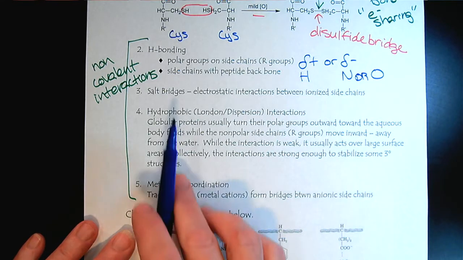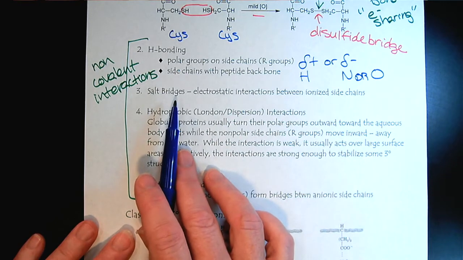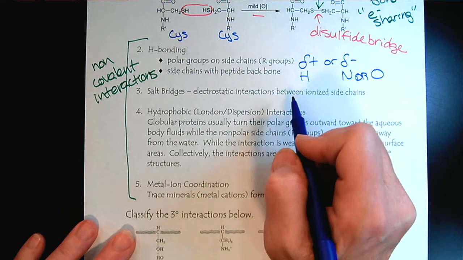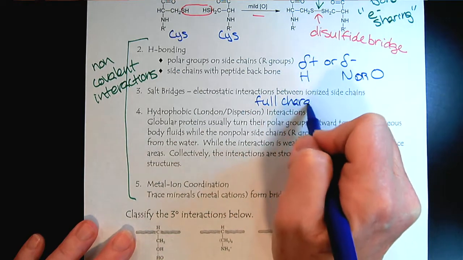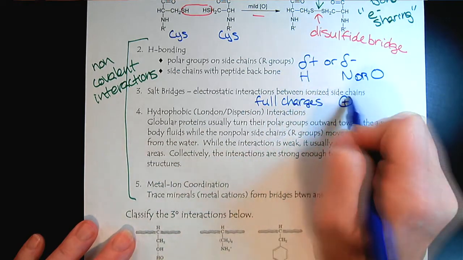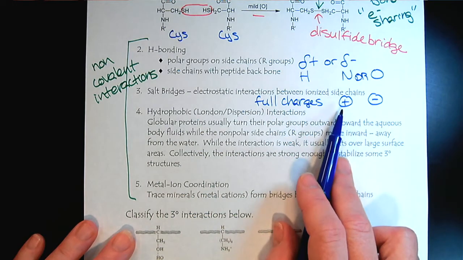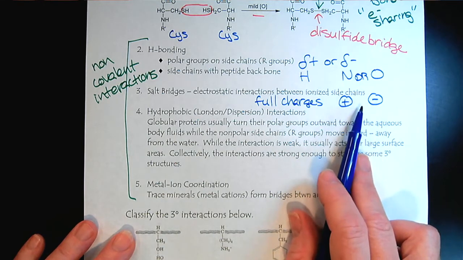Okay. And then salt bridges, these are an ionic bond, which can be technically described as a non-covalent interaction. And this is where we have full charges, because we've seen in our amino acids that our basic side chains could have a positive charge and our acidic side chains could have a negative charge, and so they could attract to each other.